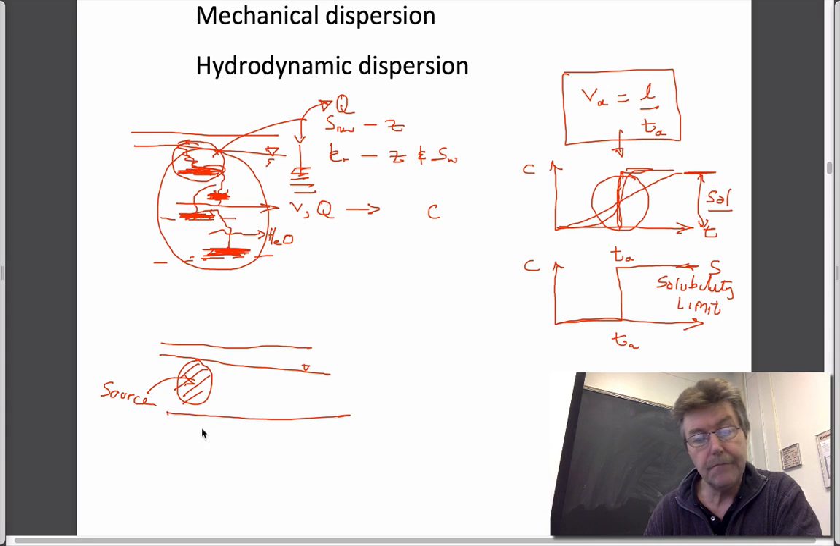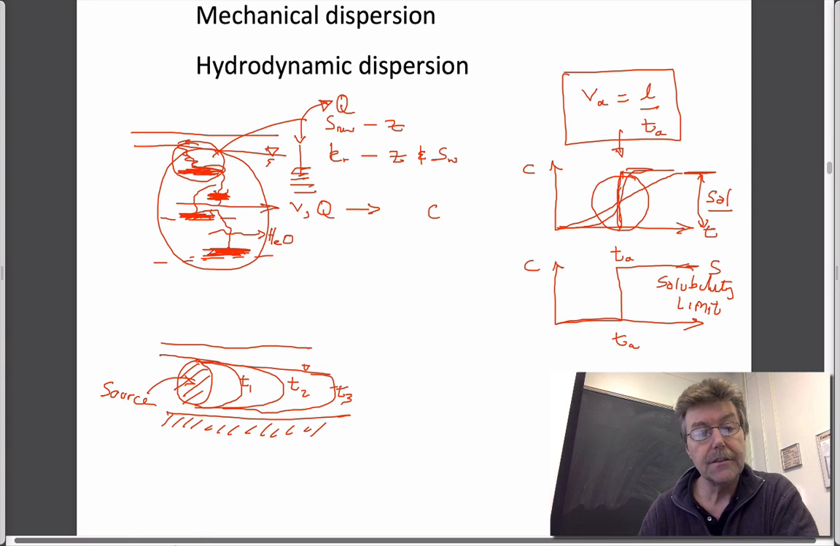And if we have some low permeability stratum underneath it, then we'd expect that over time, this plume, if you like, would develop like this. So that at time T1 it would be here, at a later time T2 it would be here, at T3 it would be somewhere further, and so on.